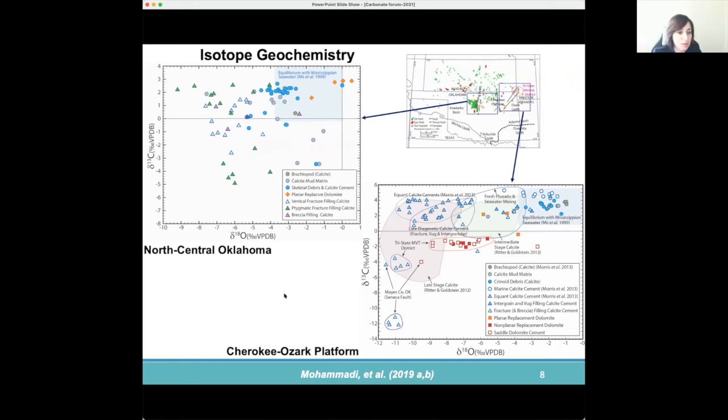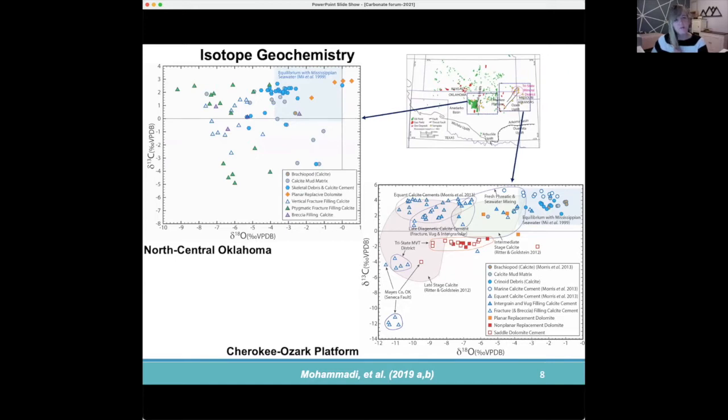Okay. Not really. As shown here, most of the replacement dolomite is in equilibrium with the mixing zone, like freshwater and seawater. And saddle dolomite also was not really different sample by sample. There's not really a big difference between them. Okay, thank you. And I think we still have a couple more minutes here.